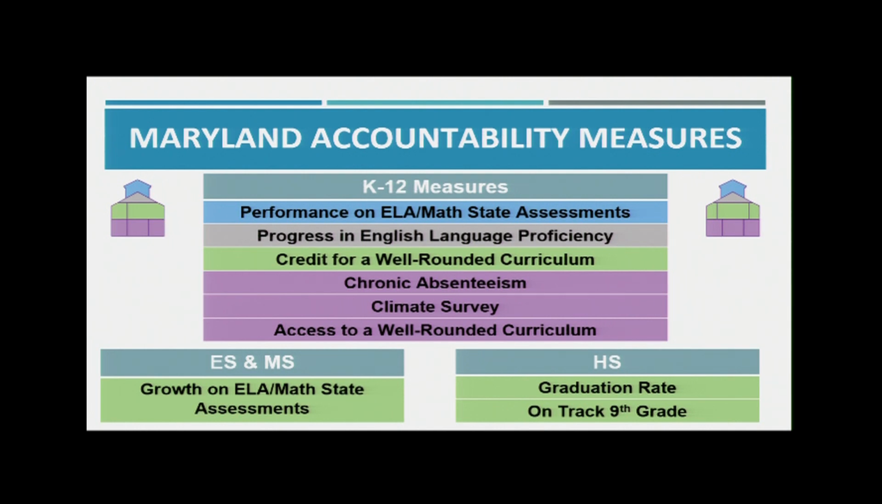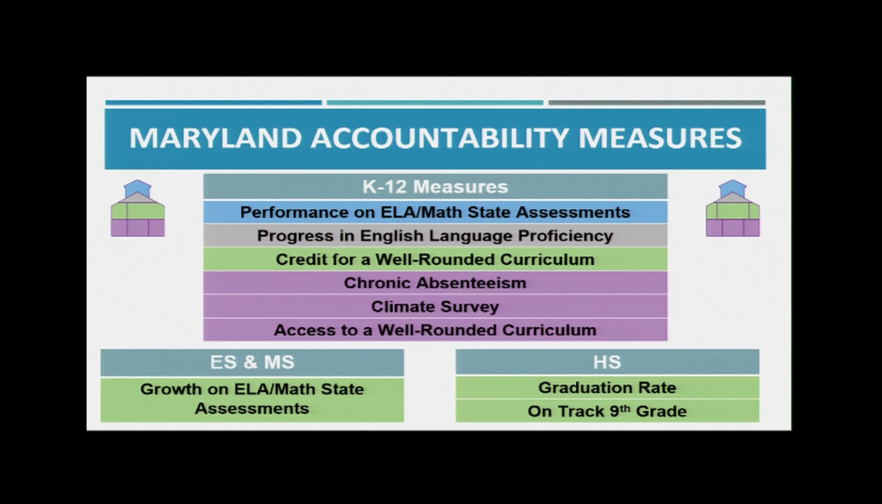As Mr. Dykstra just mentioned, there are multiple measures that you will see in the new accountability system. On the screen, you'll see the graphic of the breakdown of those measures. Many of them are K-12 measures, so every student will be responsible for them. First, there's performance on ELA and math state assessments. Next is the progress of our English language learners in English proficiency. Then we receive credit for students completing a well-rounded curriculum.